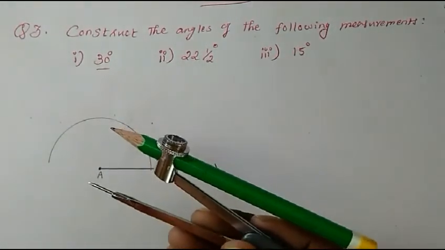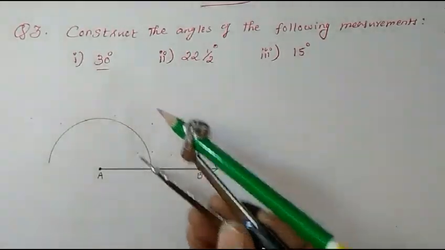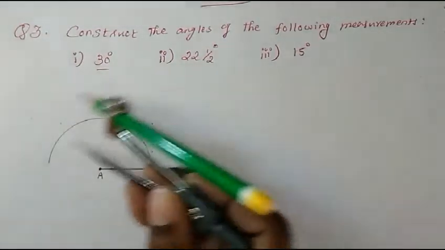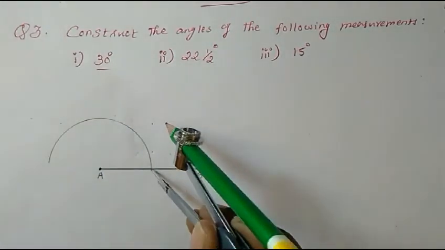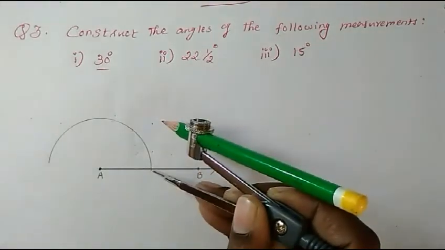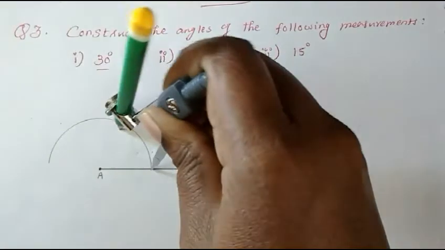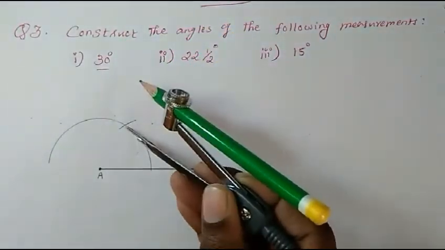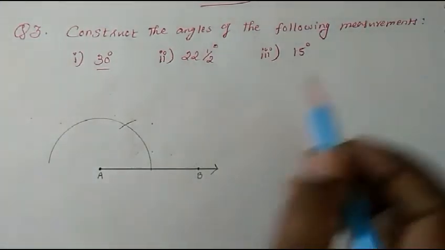Then now don't change the measurement, keep this measurement. Now the initial point of this semicircle is here. At this point you can keep this end of the compass and then give one cut. This becomes 60 degrees. That I already told you in the introduction part also. The first cut becomes always 60.